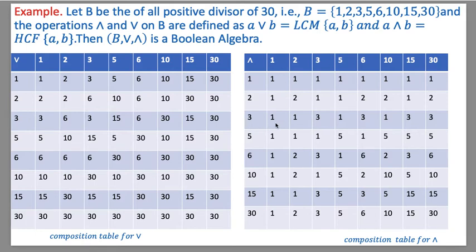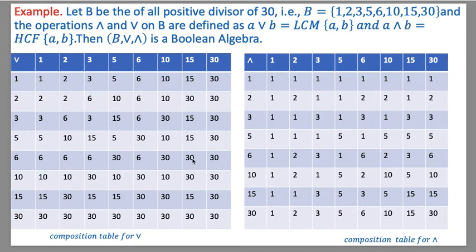HCF of 3 and 1 is 1, HCF of 3 and 2 is 1, HCF of 3 and 3 is 3, HCF of 3 and 5 is 1, HCF of 3 and 6 is 3, HCF of 3 and 10 is 1, HCF of 3 and 15 is 3, HCF of 3 and 30 is 3, and so on. So we complete these two composition tables with respect to the operations A join B, join and meet.